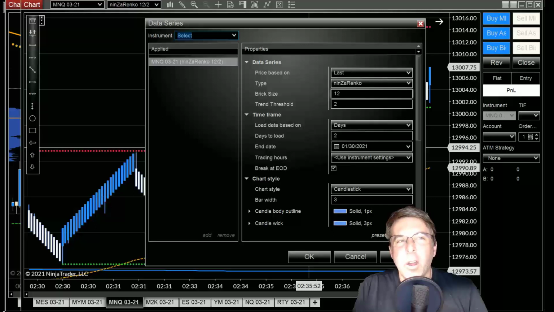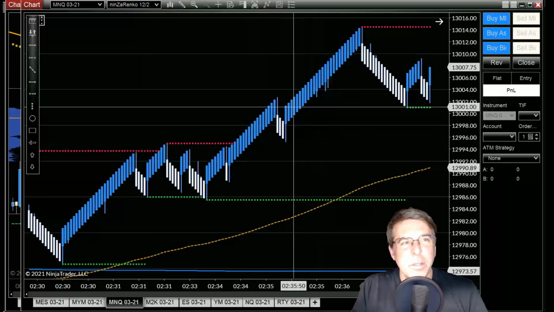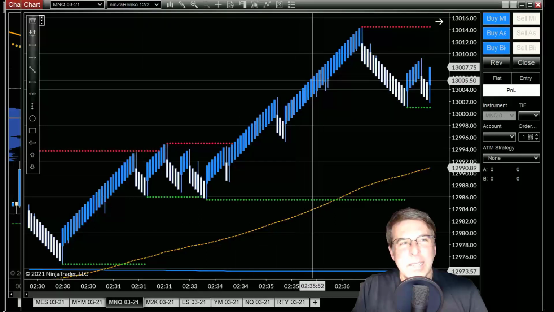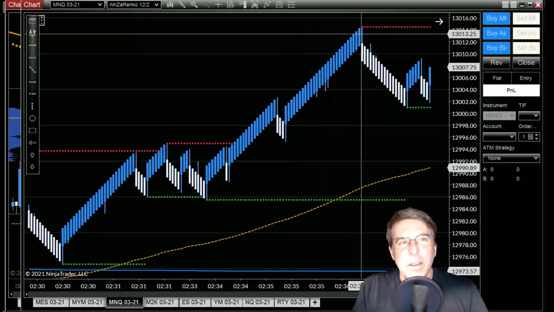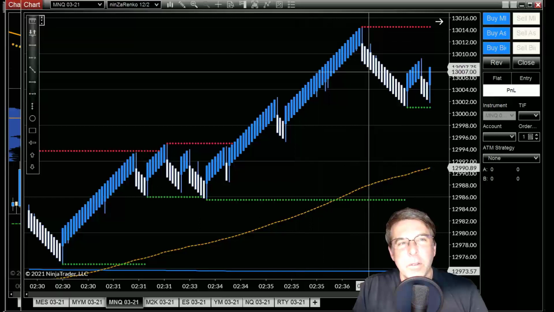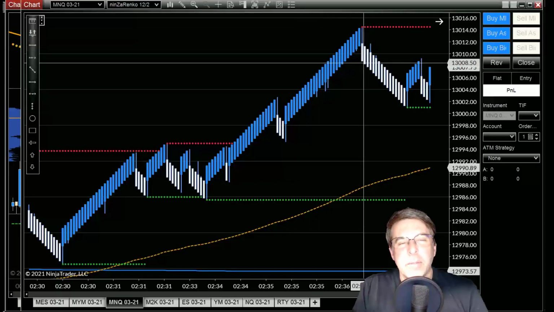If you were going to get an R bar here, you would need 12 times 2, 24, plus 2. You'd need a 26 tick reversal in order to actually reverse and get another bar. So right here, if I just hit OK, these are 12 by 2. Each one of these bars is exactly 12 ticks long, and in order to reverse and go the other direction, you're going to have to get 26 ticks.